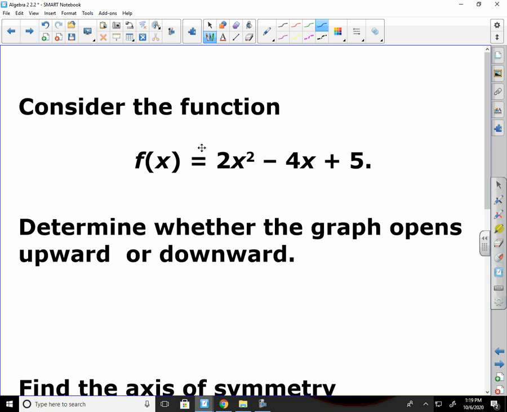Okay, consider this function, f of x equals 2x squared minus 4x plus 5. Determine whether the graph opens upward or downward. So that's our first part. In order to tell whether it opens upward or downward, we look at the number in front of the x squared. That's our a. Is that positive or negative? Since it's positive, it opens upward. So I know that now I'm going to be in this shape.